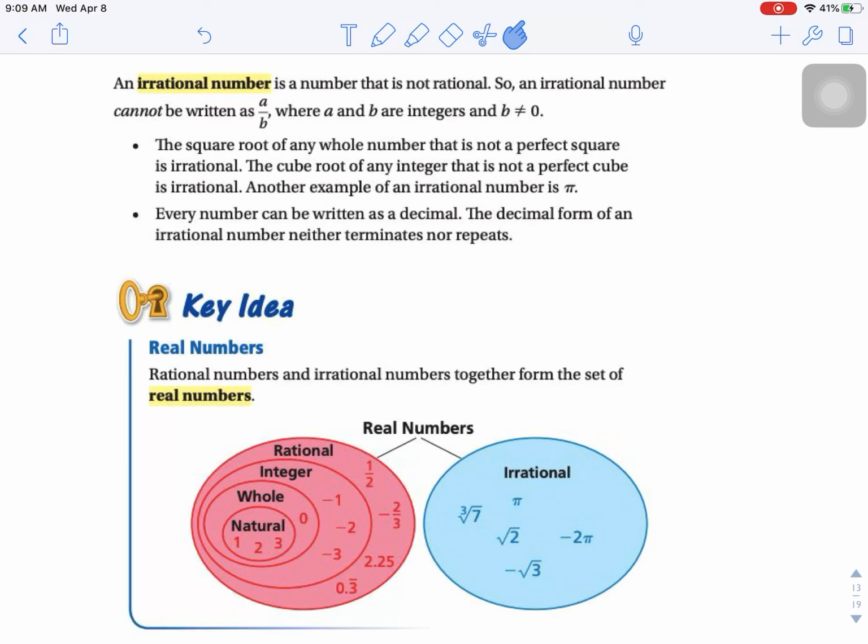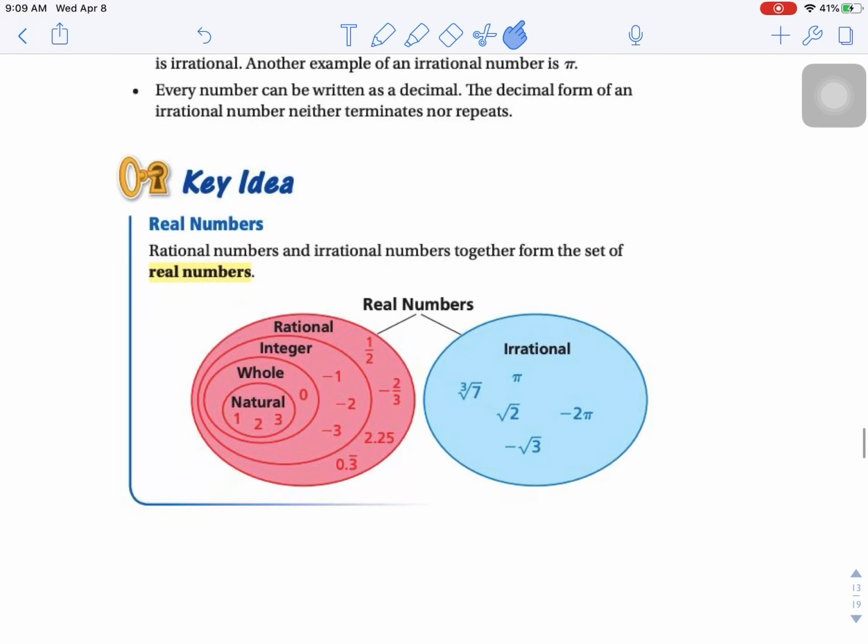Okay, so what is an irrational number? An irrational number is anything that is not rational. If we cannot write it in fraction form, then it is irrational. So the square root of any whole number that is not a perfect square is irrational. The cube root of any integer that is not a perfect cube is irrational. And pi is also irrational.